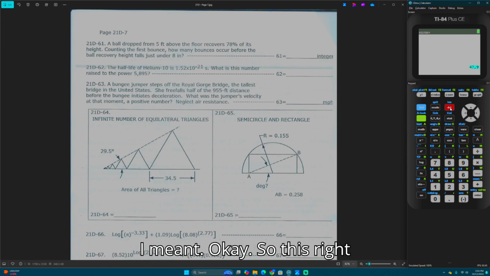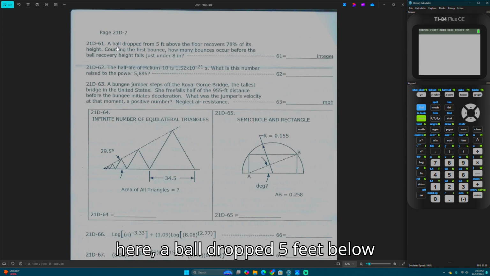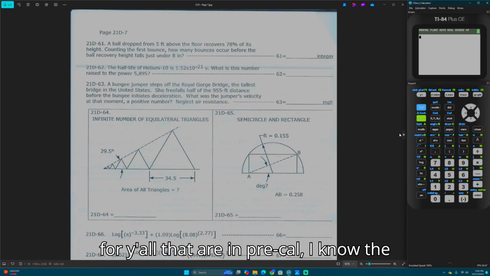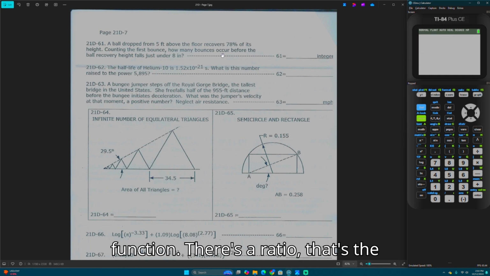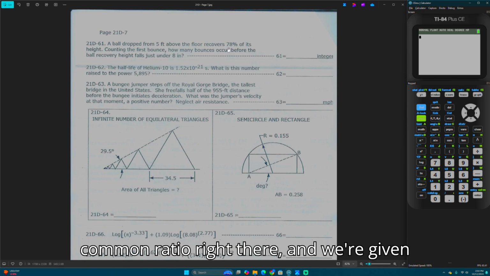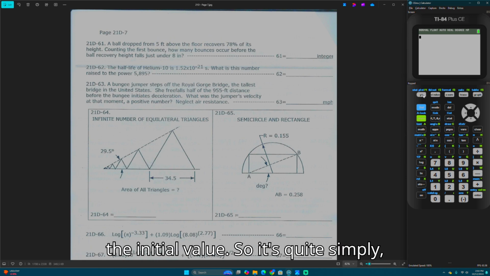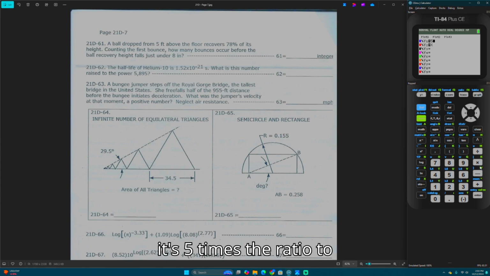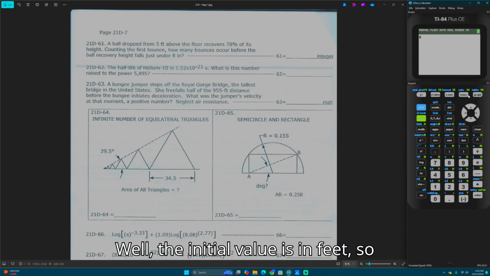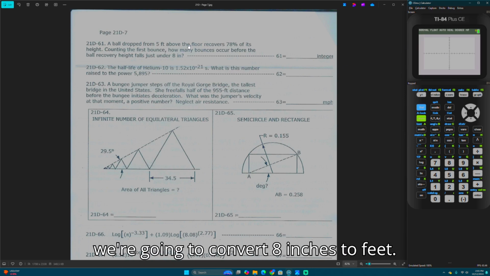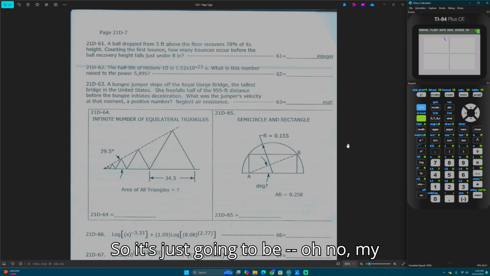I meant. Okay. So this right here, ball dropped 5 feet below recovers 0.78 of its height. Now, for y'all that are in pre-cal, I know that some of y'all are, that is an exponential function. There's a ratio. That's the common ratio right there, and we're given the initial value. So it's quite simply 5 times the ratio to the power of x. And we're asked when it will drop below 8 inches. Well, the initial value is in feet, so we're going to convert 8 inches to feet. So it's just going to be, oh no, my bad.